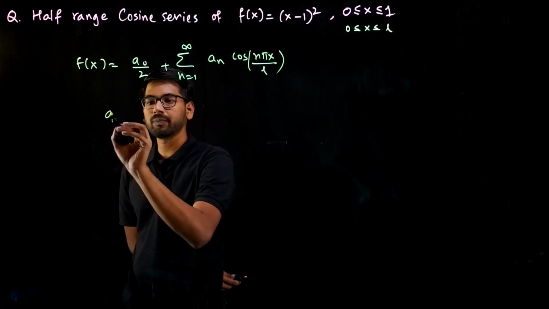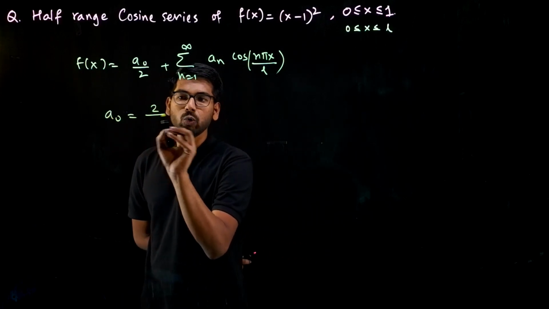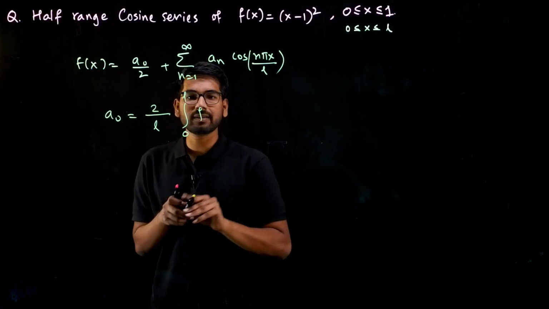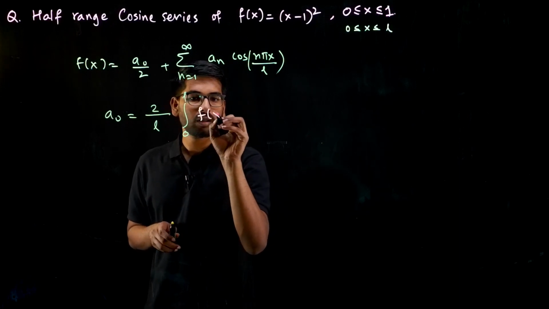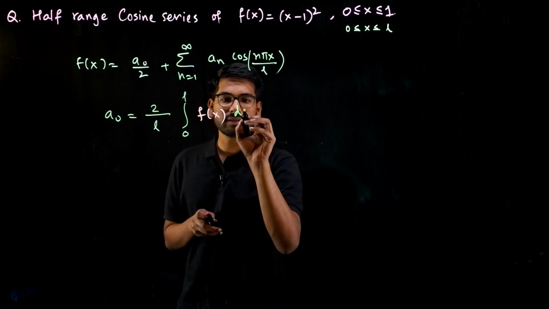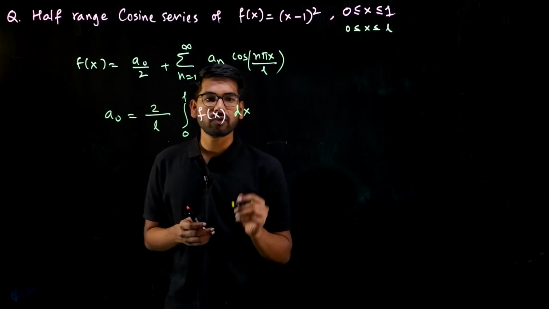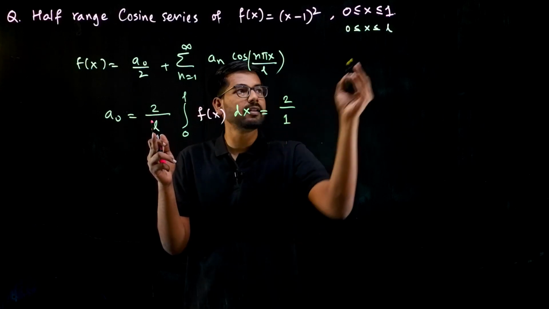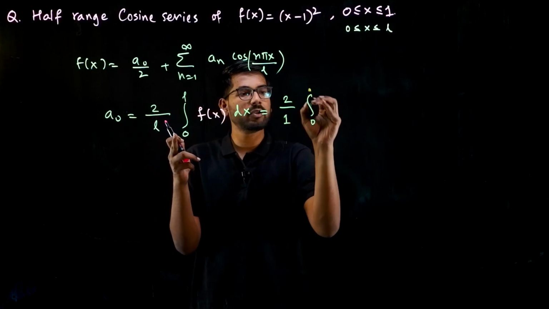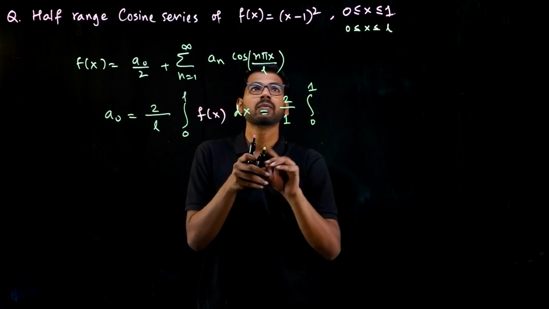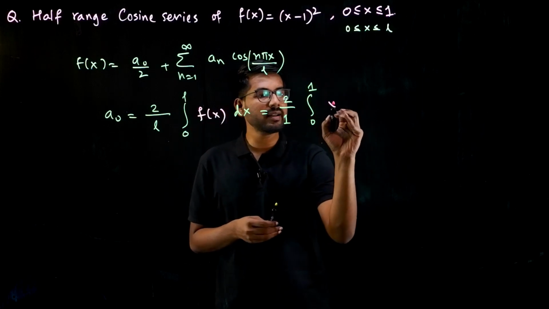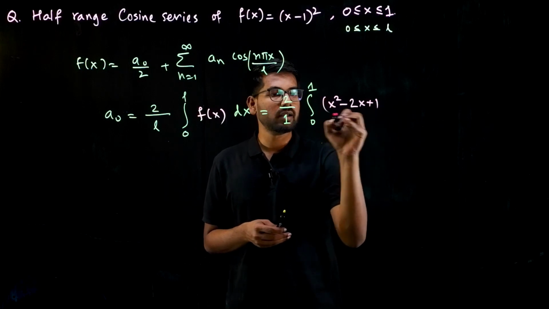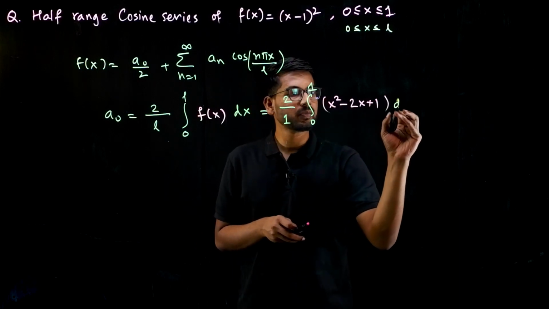So what is a0? a0 is 2 by L integration from 0 to L f of x with respect to dx. So a0 will be 2 by 1, where L is 1 in this case. So integration from 0 to 1, f of x is x minus 1 whole square. I can write it as x square minus 2x plus 1, with respect to x.